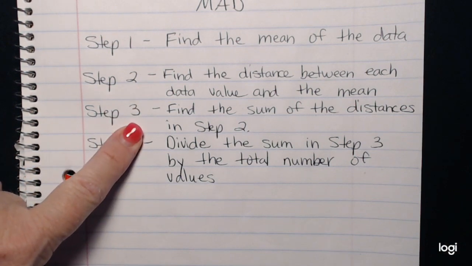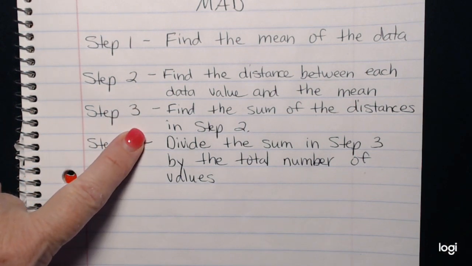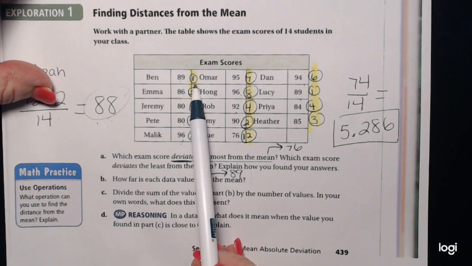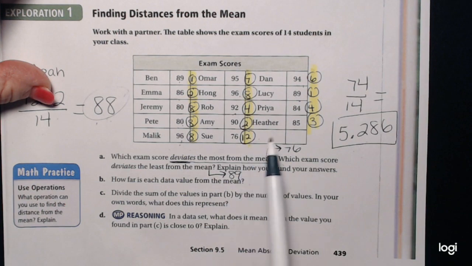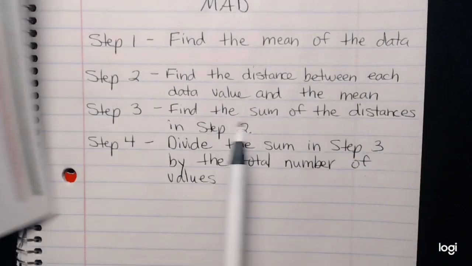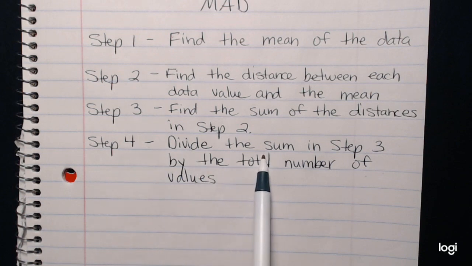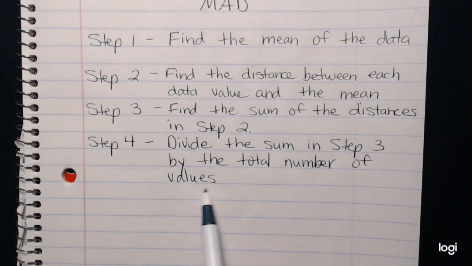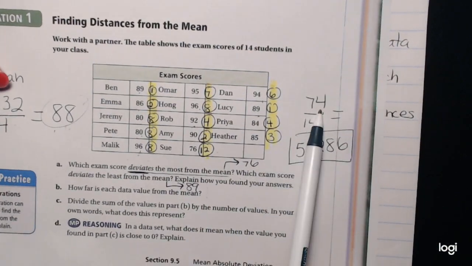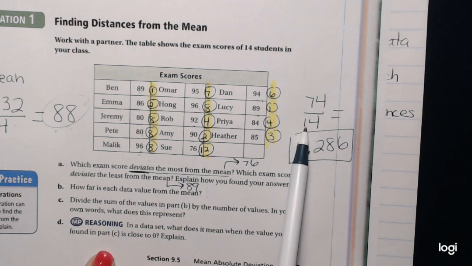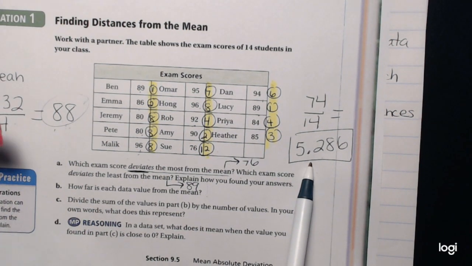Step 3 is to find the sum of the distances. So then I took my calculator and I added, sum means to add, all of these new numbers up, and I got 74. The final step is to divide the sum that we just found in step 3 by the total number of values. So when I added these up, I got 74, and I divided it by 14 because I had 14 numbers. This is my mean absolute deviation.